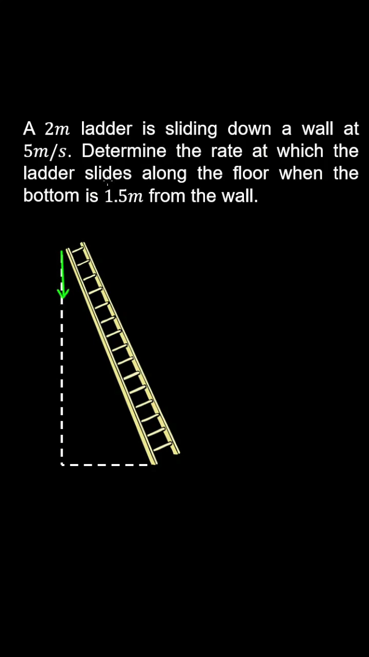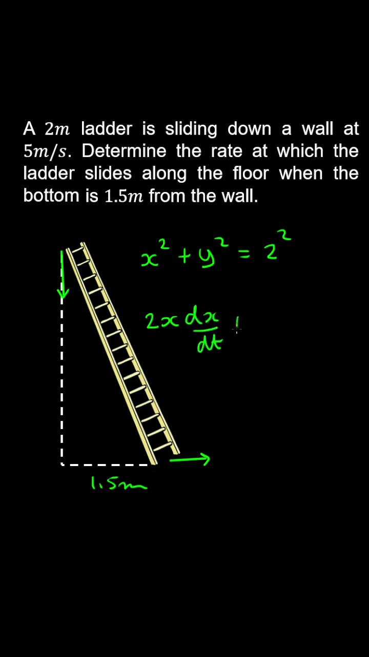A 2 meter ladder is sliding down the wall at 5 meters per second, and we're asked to determine the rate at which the ladder slides along the floor when the bottom of the ladder is 1.5 meters from the wall. So using Pythagoras' theorem, the horizontal distance squared plus the vertical distance squared is equal to the length of the ladder squared. And then differentiating both sides of this equation using the chain rule, we get 2x dx/dt plus 2y dy/dt is equal to 0 because the length of the ladder is constant.